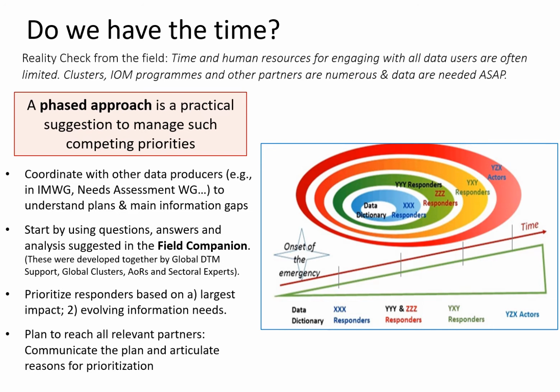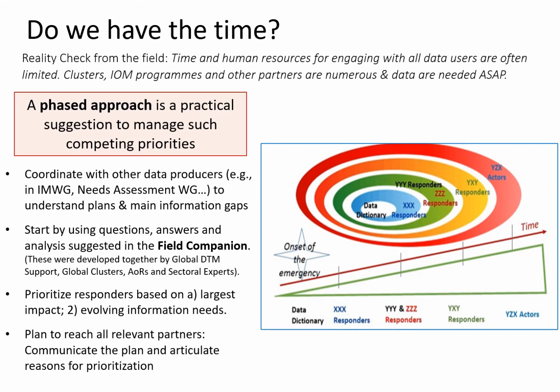This is easy to say, but do we really have the time in the field? Often time and human resources for engaging with all the data users, all the partners, are limited. Clusters, IOM programs, and others are numerous, and data are needed as soon as possible. Often DTM colleagues are under a lot of time pressure to deliver. A phased approach is a practical suggestion to manage such competing priorities.